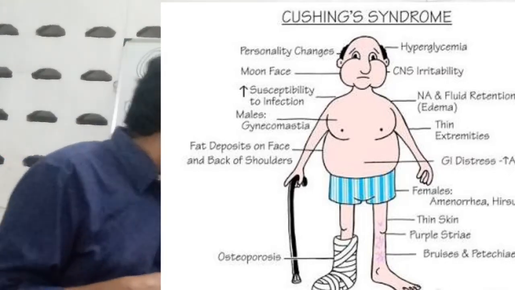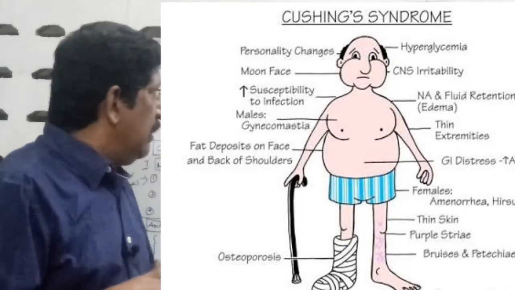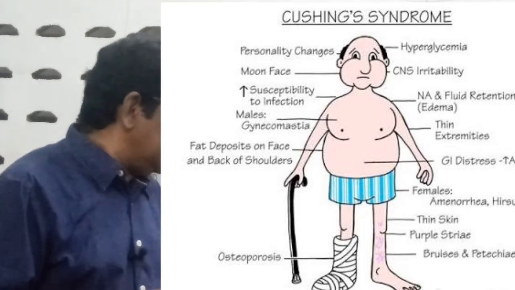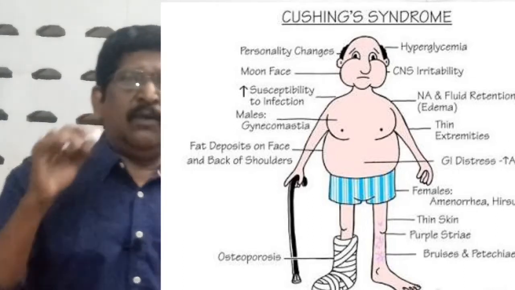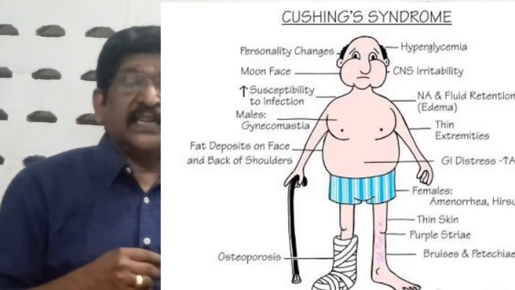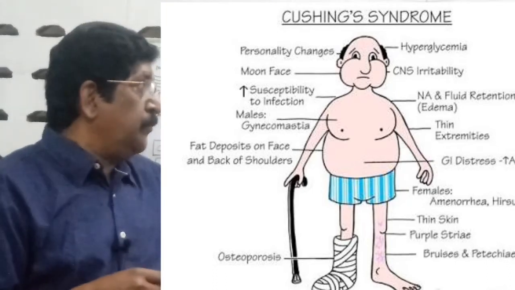So these are all the disorders. These two are the disorders of the adrenal cortex, hypo and hypersecretion. Hyposecretion, Addison's disease; hypersecretion, Cushing syndrome. So these are all about the adrenal cortex secreting the hormones, the glucocorticoid, important cortisol.